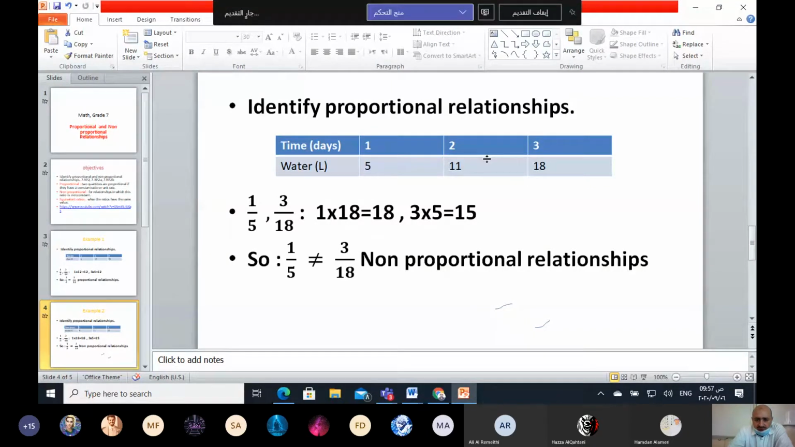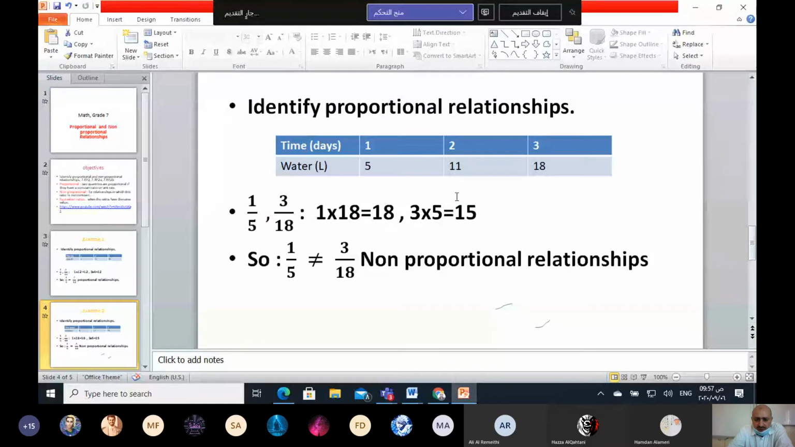Take 1 over 5, for example. Then take 3 over 18. How to check? Now, 1 times 18, do a cross multiplication. 1 times 18 equals 18. 3 times 5 equals 15. The answer here is 18 and the answer here is 15. So we have different answers.